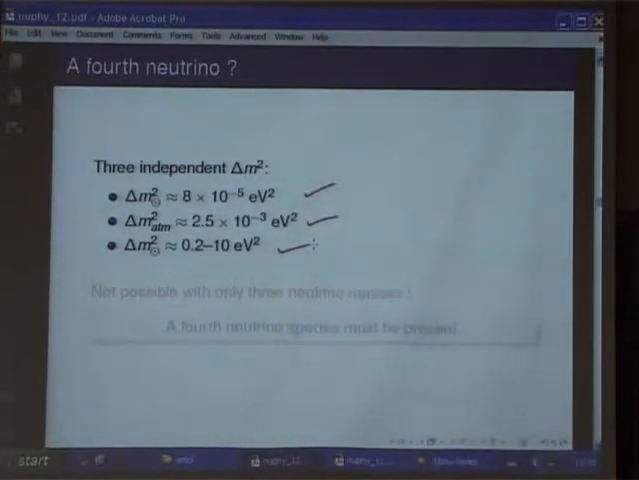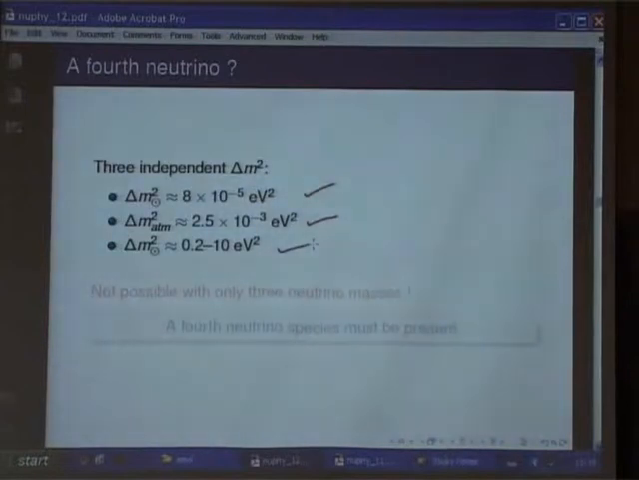Now if you look at this, you will see that if you have 3 neutrinos, it's not possible to fit all these 3 data. You cannot have one of 10 to the minus 5, one of 10 to the minus 3, and a third of 0.1. It's completely impossible. So therefore, one of these must be wrong.